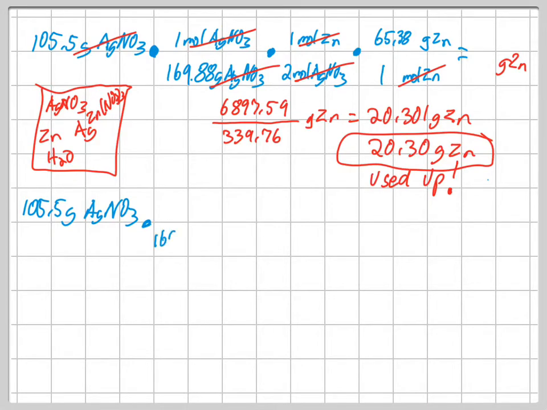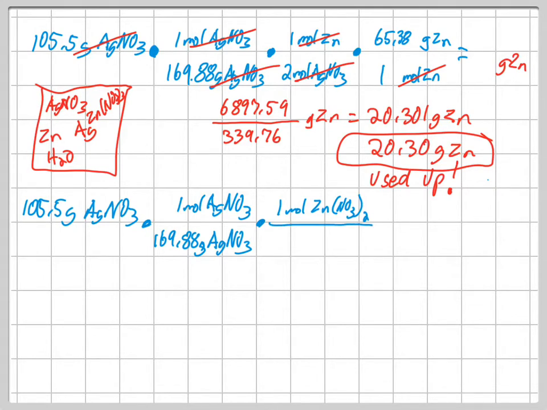So it's pretty straightforward from here. Same thing we did before: 169.88 grams silver nitrate, and that is for 1 mole of silver nitrate. Now from that, we need to go to zinc nitrate. So what is that ratio? I forgot the balanced equation. For zinc nitrate, we have 1 zinc, so we have 1 mole of zinc nitrate divided by 2 moles silver nitrate. And then we've got to go to the molar mass of zinc nitrate. So we've got to figure that out, and that's in 1 mole.